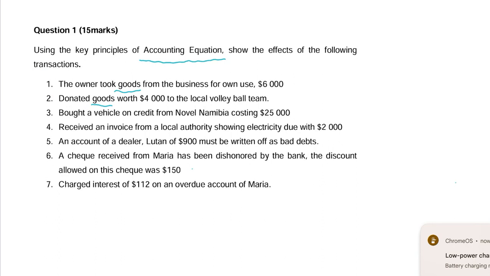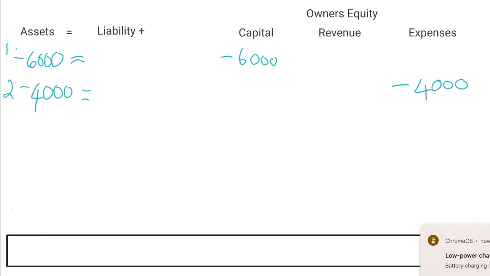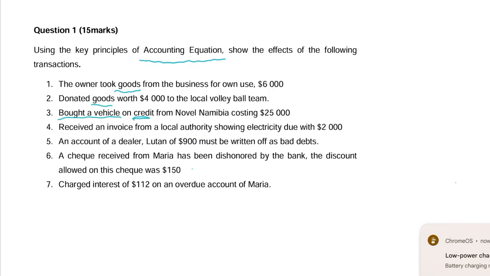Question 3, bought a vehicle. So bought a vehicle. Remember, what is a vehicle? It's an asset. On credit, another key on credit, liability. So bought a vehicle on credit from Novel, Namibia, costing 25,000. So we bought a vehicle for 25,000. That means our asset is increasing with 25,000. We have an extra car in our garage. And now it said on credit, so that's a liability. We are owing people more, so our liability increases. We owe people more, 25,000. All right. So let's move on to question 4.